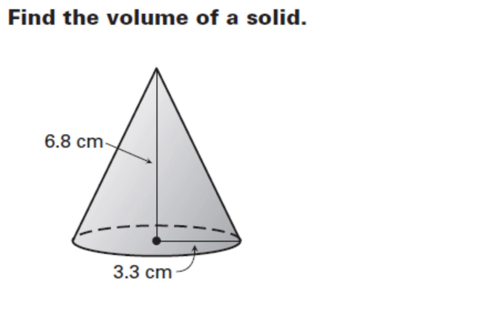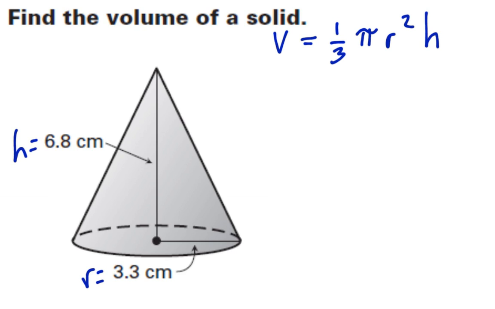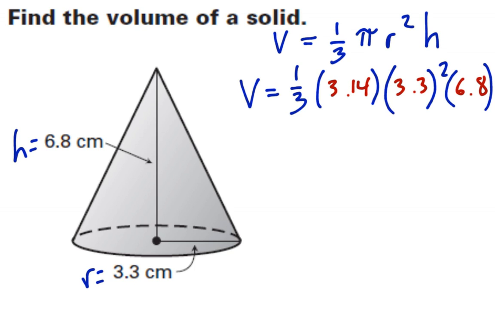Here's our first example. They've labeled H for me. They've got the height labeled as 6.8 centimeters, and the radius here is 3.3 centimeters. So what we should do is copy down our formula. Next thing that you should do is substitute the values that you know, which I've done in red here. All of those are substituted values from the problem. 3.14, they didn't tell me what to use for pi, so I'll just use 3.14.